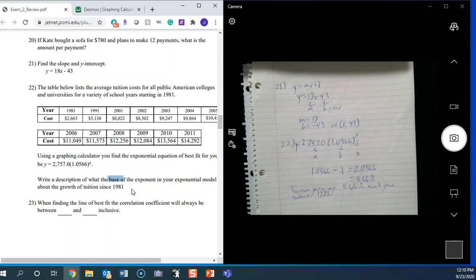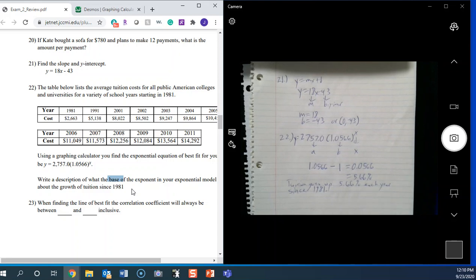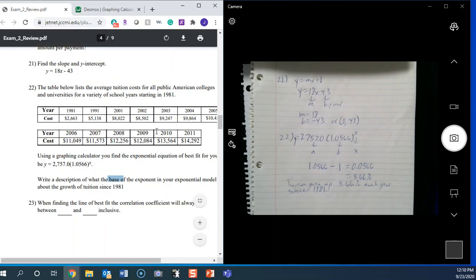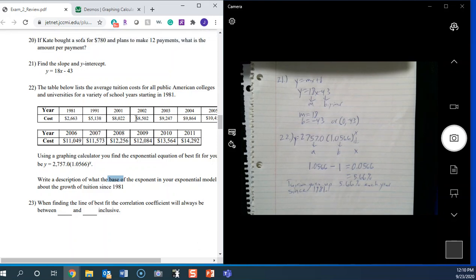Now, I want to stress something else to you all. Since we didn't need this table, I had no reason to show you the full table. But if you did need to use this table to put in your calculator, remember, 1981 would be 0 because you're going to change these dates to reflect that everything is since 1981. So this would be 0.